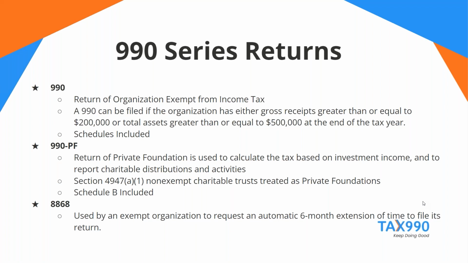They are accepting paper filed extension forms, but that is the only paper filed form that they're accepting right now. So if you need to file an extension for a February or March deadline, you'll want to get that paper mailed as soon as possible.